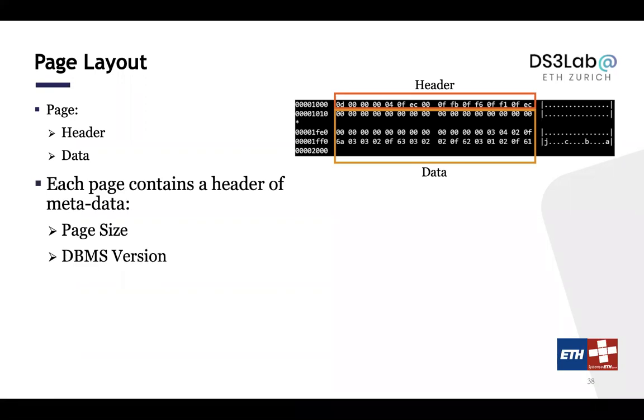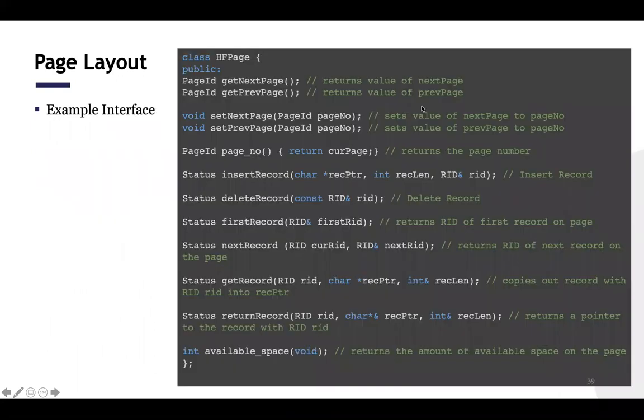You could have the page size, the version of the database management system, and some compression information, whether the data is compressed or not. Maybe the data is encrypted. You could have the checksum, to avoid a bad person like me changing data directly. So you have all this metadata in the header. It's different in different database systems, but you get it. The header contains all this meta information, and the data is going to be stored from the end to the beginning.